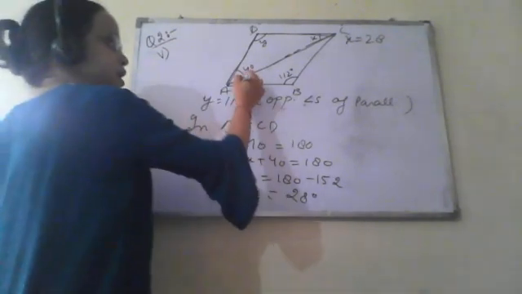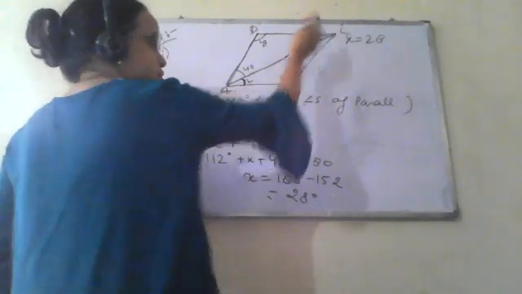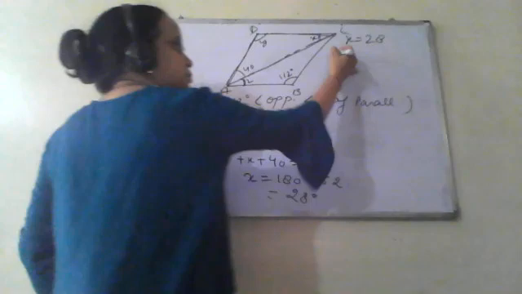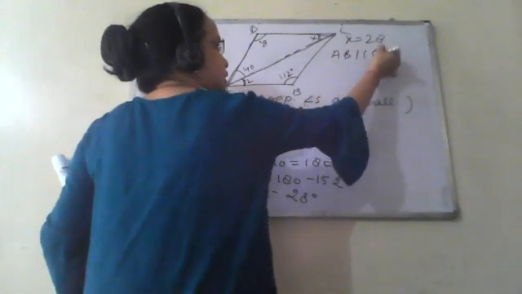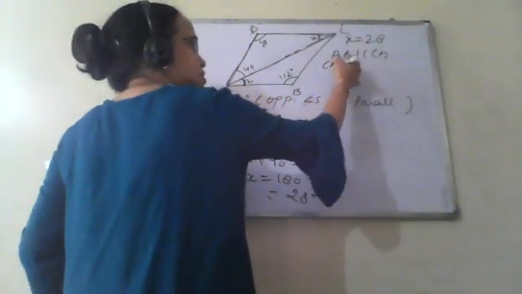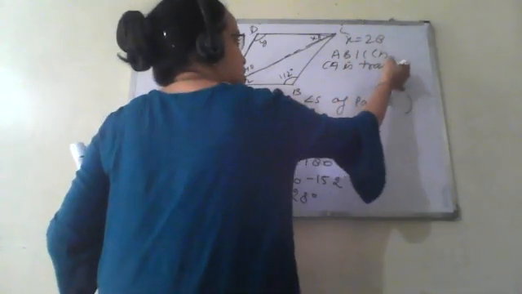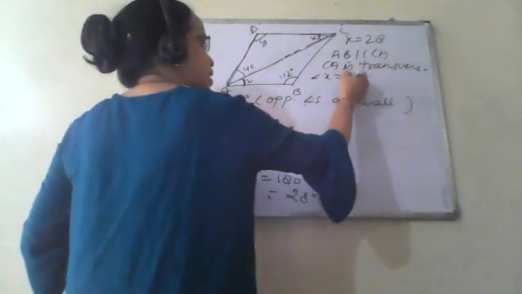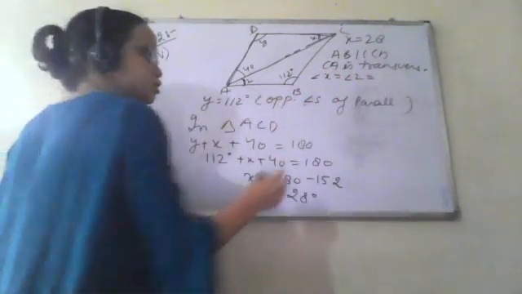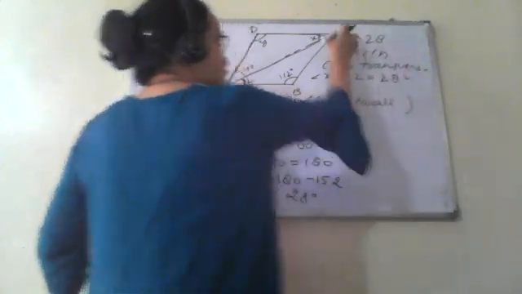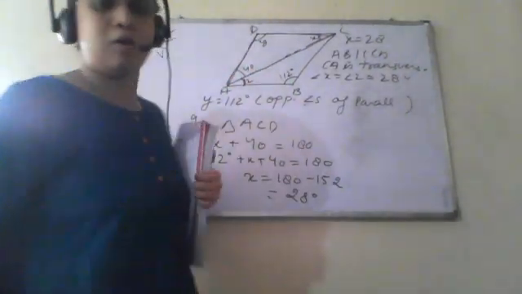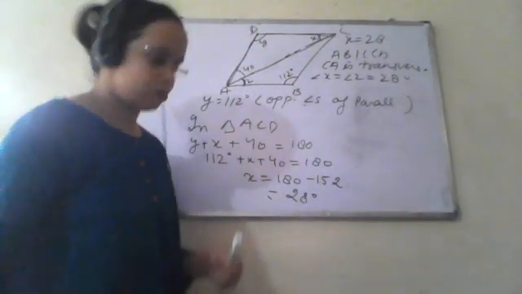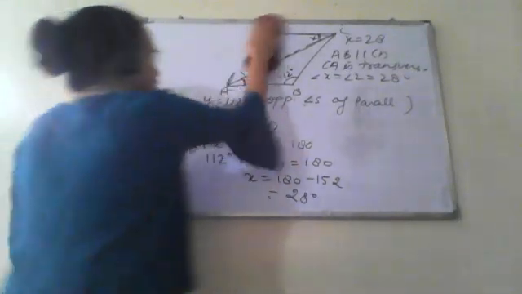Now this Z will be equal to this X, because AB is parallel to CD, and this CA is a transversal. So angle X will be equal to angle Z. So Z will also be equal to 28, because these are alternate interior angles, and alternate interior angles are equal. Okay, now next question.